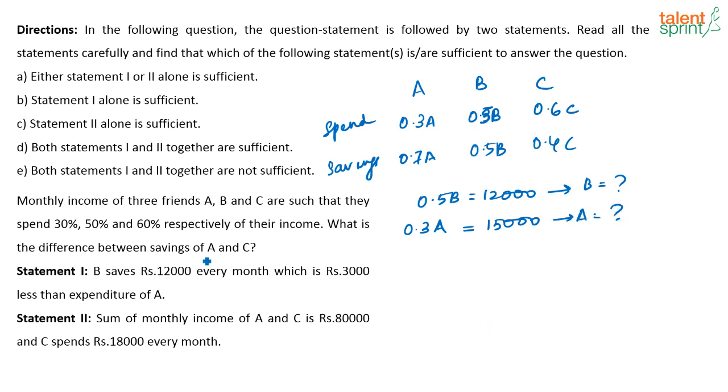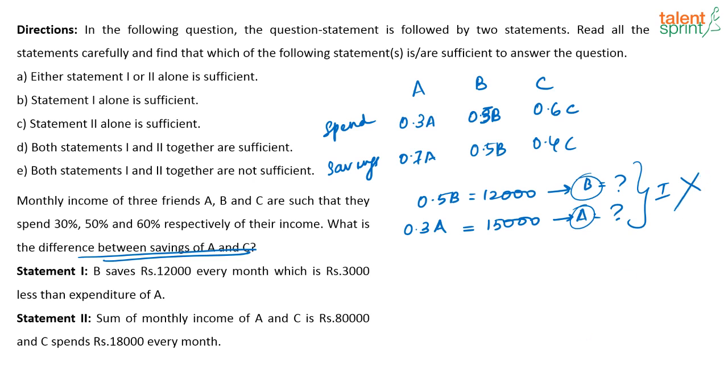But what is the question here? What is the difference between the savings of A and C? Can I find the savings of A and C with the help of this? I will be able to find A and B, but I will not know C. Unless I know C, I don't know the savings of C, and I cannot get the answer I am looking for. So using statement 1 alone, I am not able to arrive at the answer.